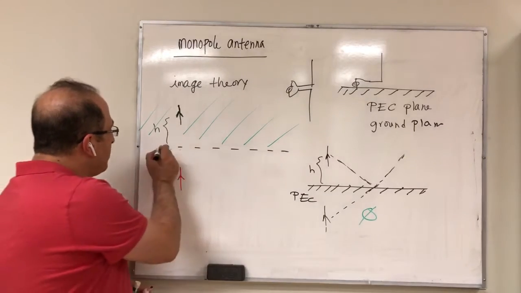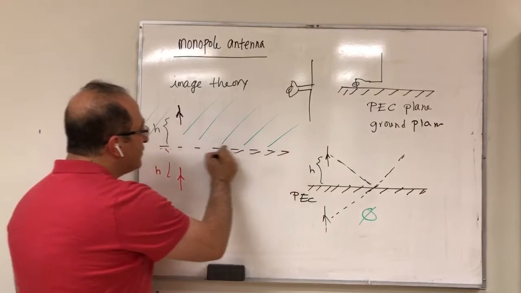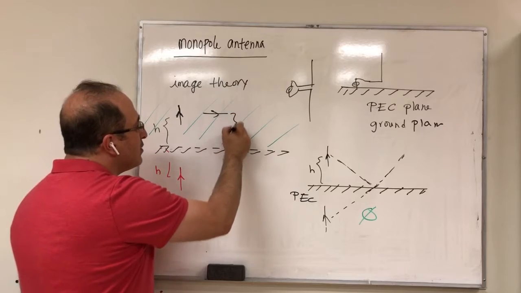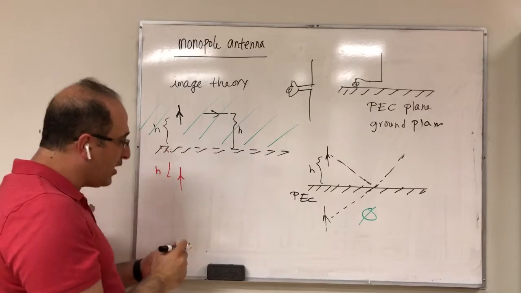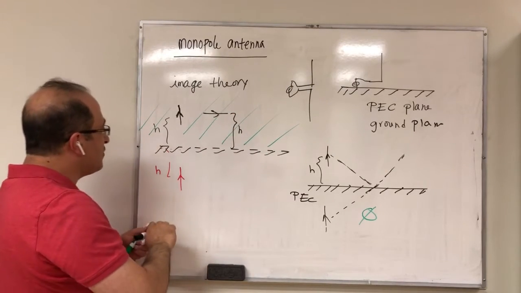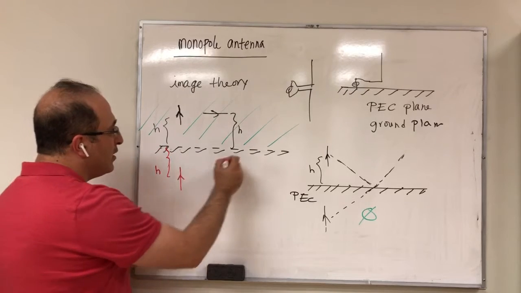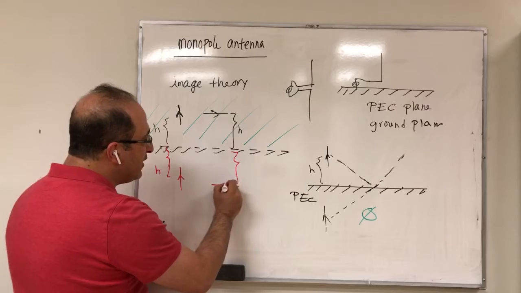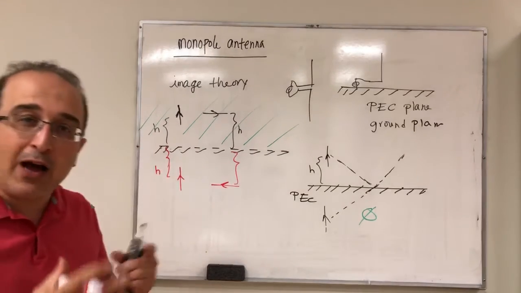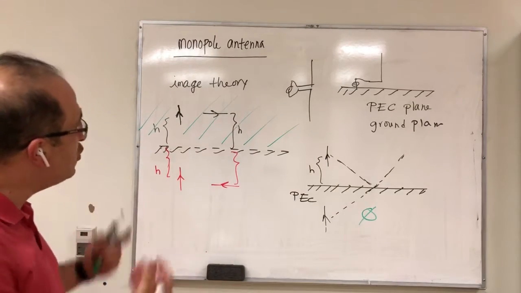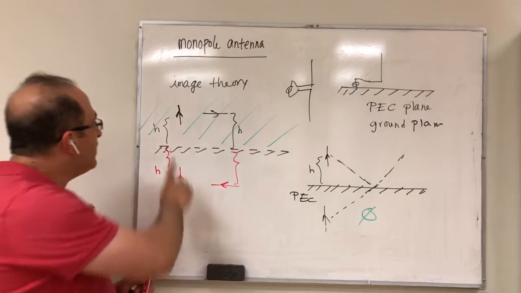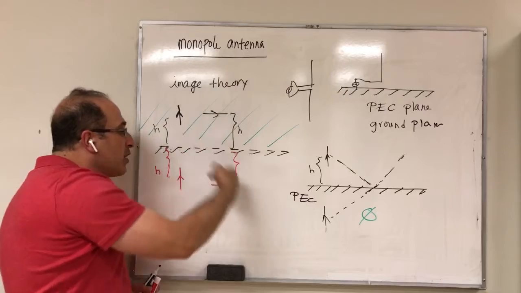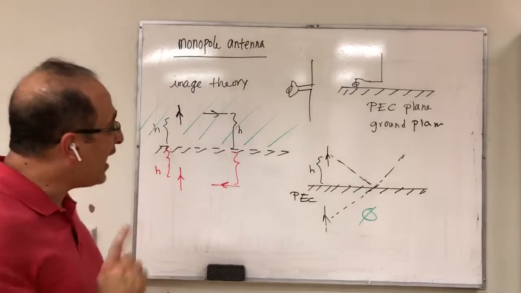Now, let me put back the PEC here. Now, if the current is horizontal, then you're going to have, again, an image, but this time, the image would be in the opposite direction. So they would be out of phase. So these are the two important things. If you have a vertical current, you get a vertical current in phase. If you have a horizontal current, you get a horizontal current out of phase.